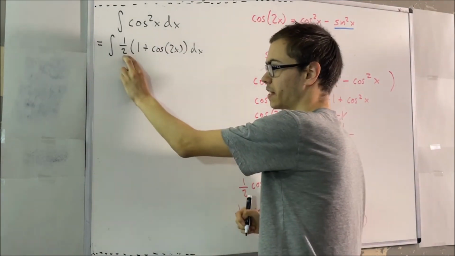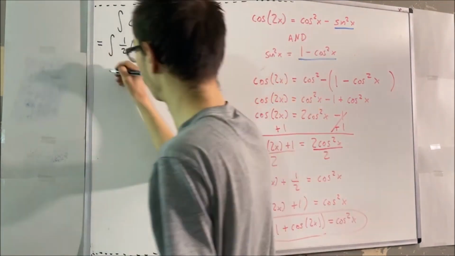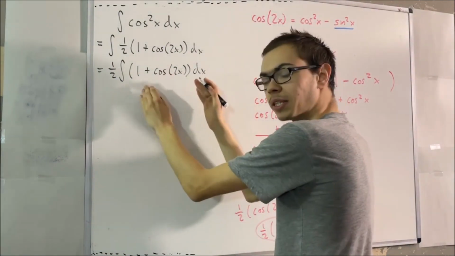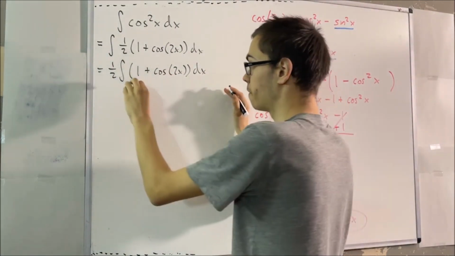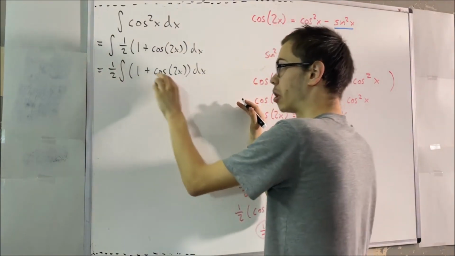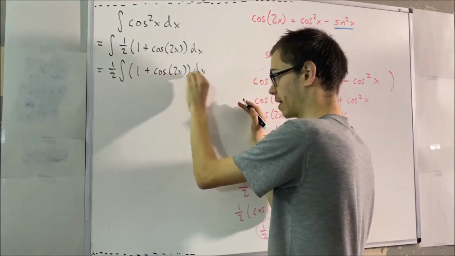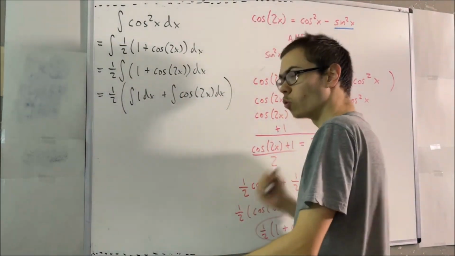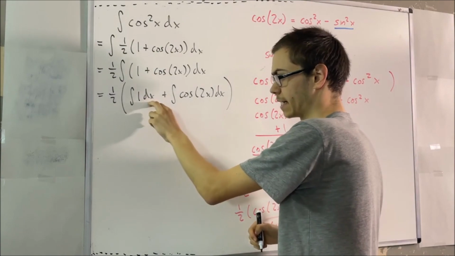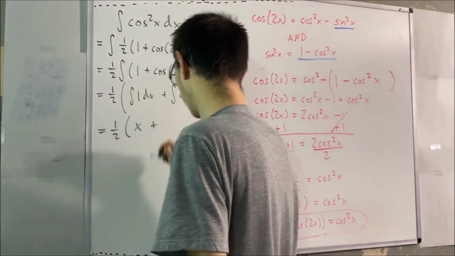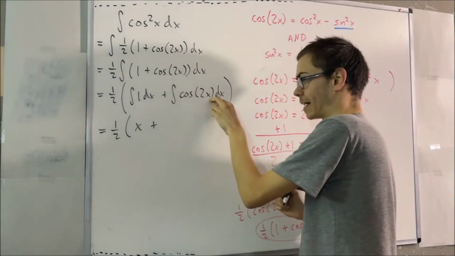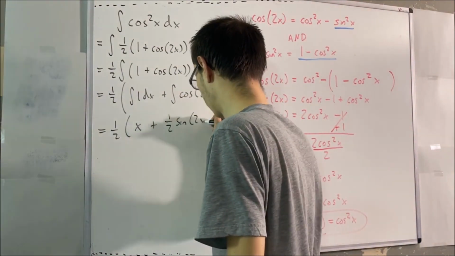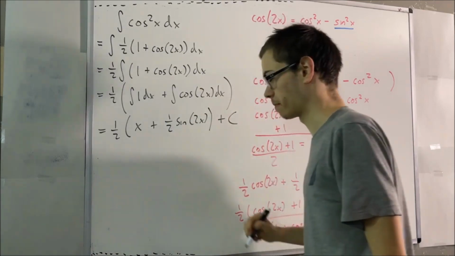Since 1/2 is a constant, we can pull that to the outside of the integral. And so, as you can see, we can split this integral up into 2 integrals. We have integral of 1 dx plus integral of cosine of 2x dx. We know that the integral of 1 dx is just x. And the integral of cosine of 2x is 1/2 sine of 2x. And then, of course, we'll have a plus c.